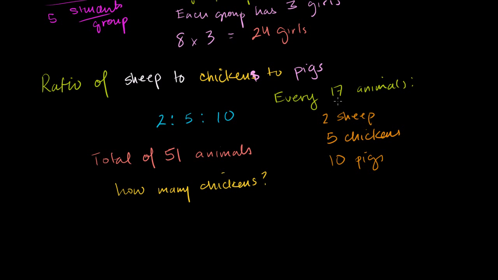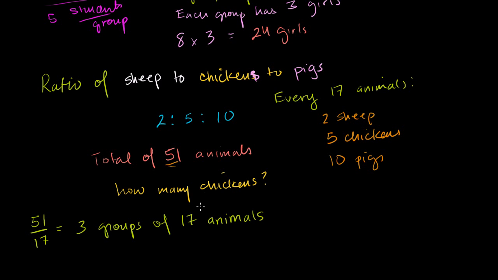Now, how many groups of 17 animals do I have? I have a total of 51 animals. So, if there's 17 animals per group, 51 animals divided by 17 animals per group, I have 3 groups of 17 animals.